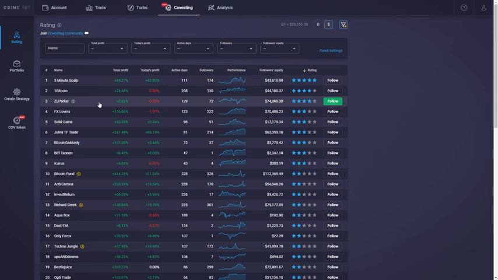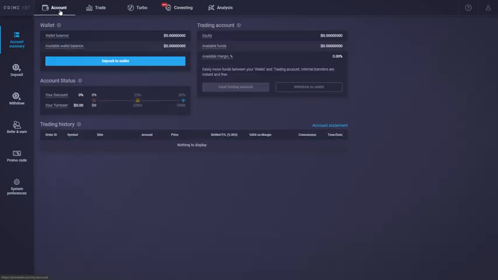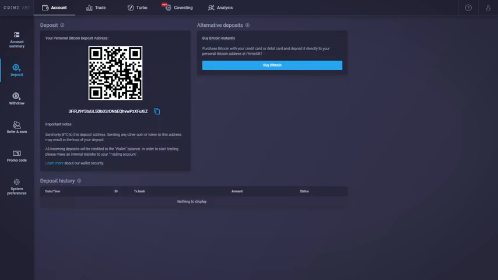So right now, I am going to show you how you can deposit the funds or Bitcoin to the platform. All you have to do is click on the account right there, click on deposit to wallet, and the platform is going to give you the address where you need to send your Bitcoins.